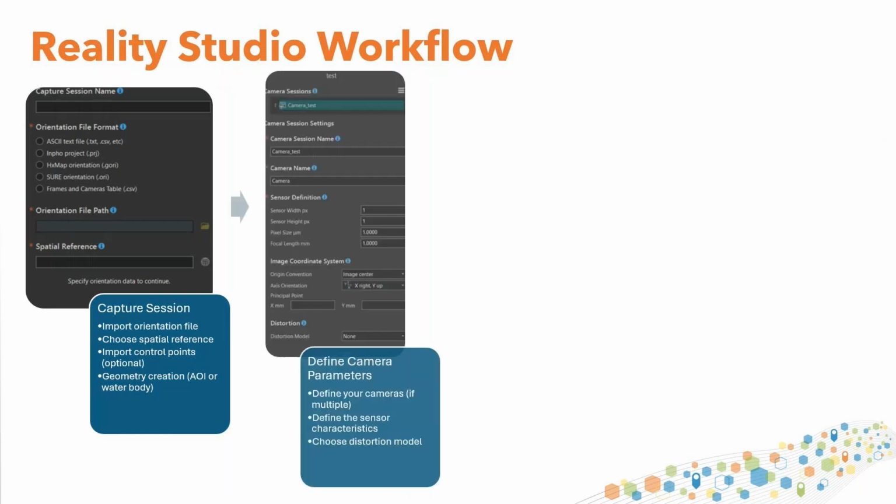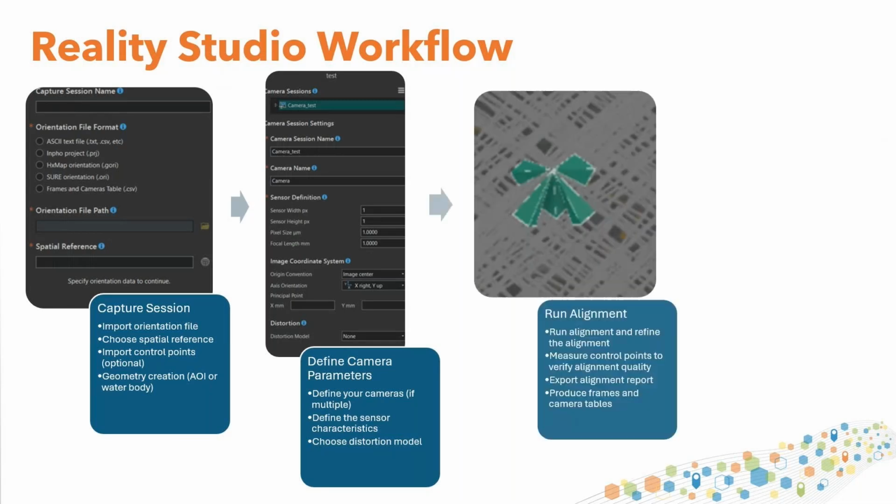optional. Once we've done that, we define our camera parameters, so we can go through and define the sensor characteristics and choose the distortion model if that's what you wish. And then we can run the alignment. So we can measure the control points as well to verify the alignment quality. We can export the alignment report, and we can produce frames and camera tables, which can be used for other processes such as oriented imagery.